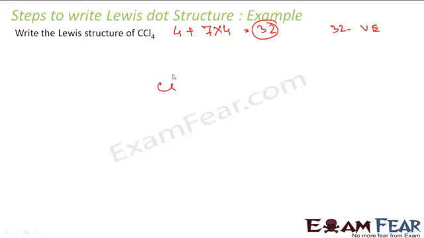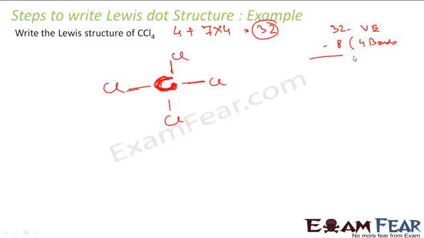So I have carbon, the central atom, and let's add 4 chlorine. Since I have added 4 chlorine with 4 bonds, how many electrons have I consumed? 4 into 2, that is 8, consumed by 4 bonds. Correct. So I am left with 24 electrons.